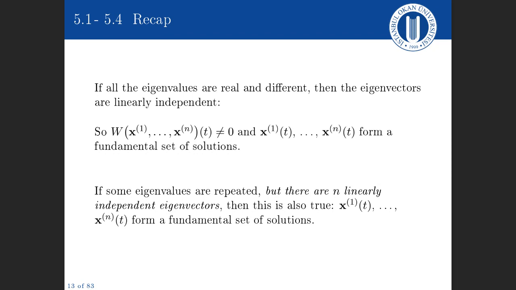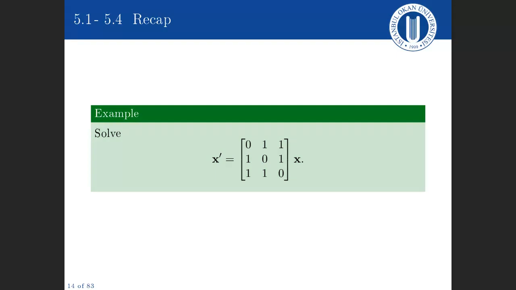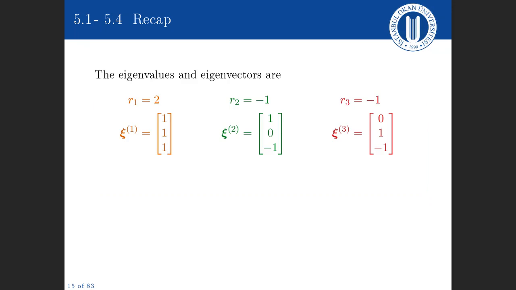It's possible that we could have repeated eigenvalues but still have n linearly independent eigenvectors. If that's true, then this is also true. The Wronskian is non-zero. We have linearly independent solutions, so we have a fundamental set of solutions, and there's nothing else to do. I'll show you an example of this case. Solve x prime is equal to 0, 1, 1, 1, 0, 1, 1, 1, 0, x. And I'm going to tell you that the eigenvalues and the eigenvectors are these.